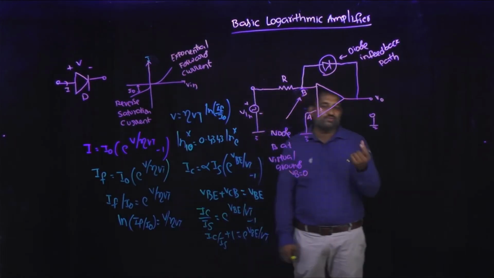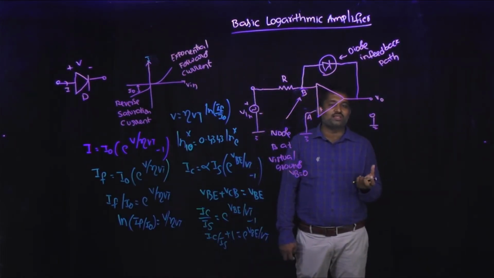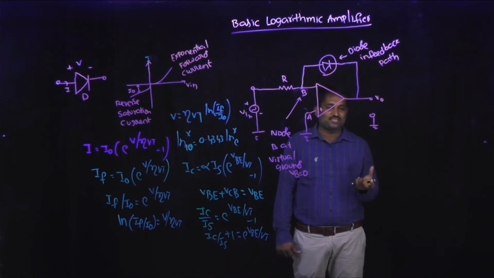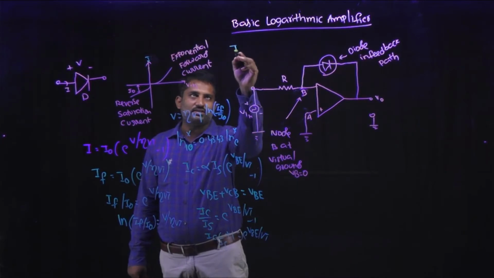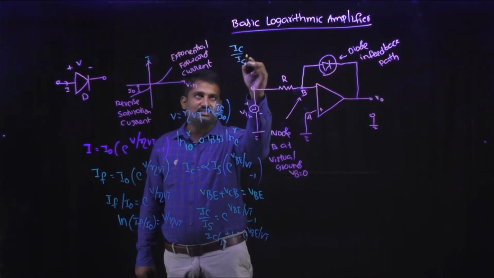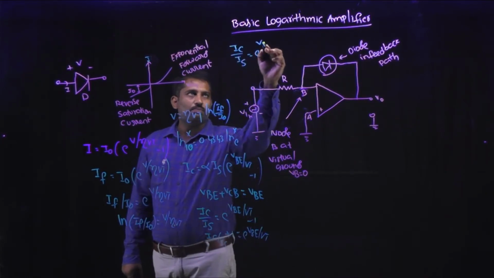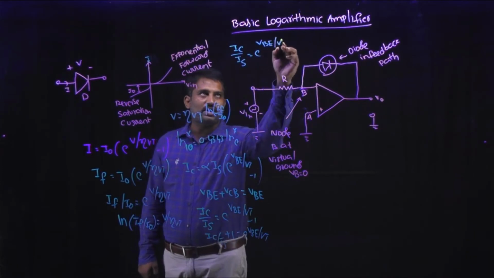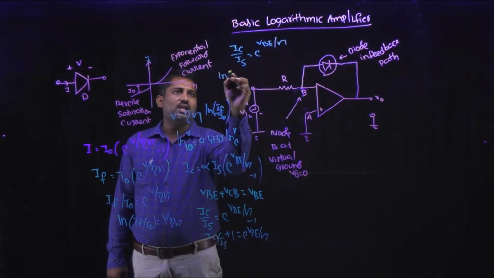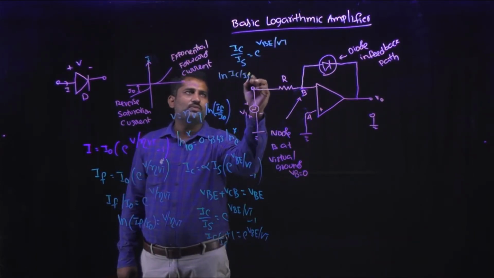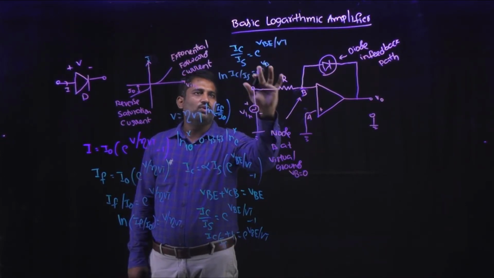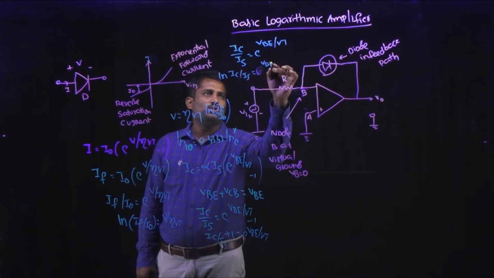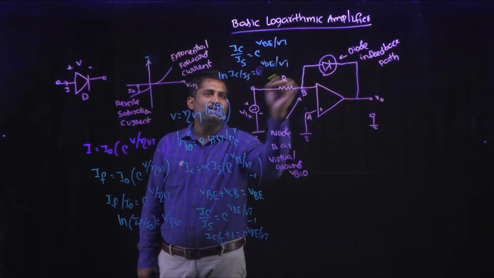Why? Because if IS is very small, then the IC value will be very large, then IC divided by IS is very much greater than 1. So we will consider IC divided by IS as equal to e power VBE divided by VT. So ln of IC by IS is equal to VBE divided by VT.